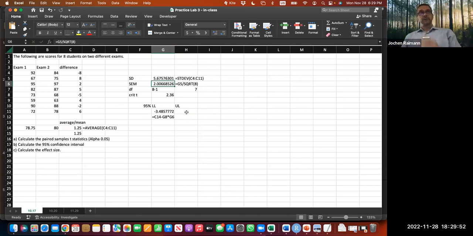What's G8 supposed to be? G8 is critical T. G6 is the standard error of the mean.